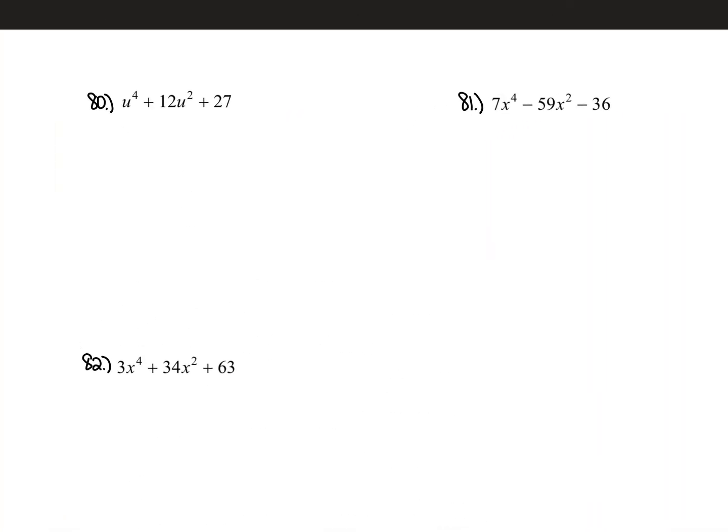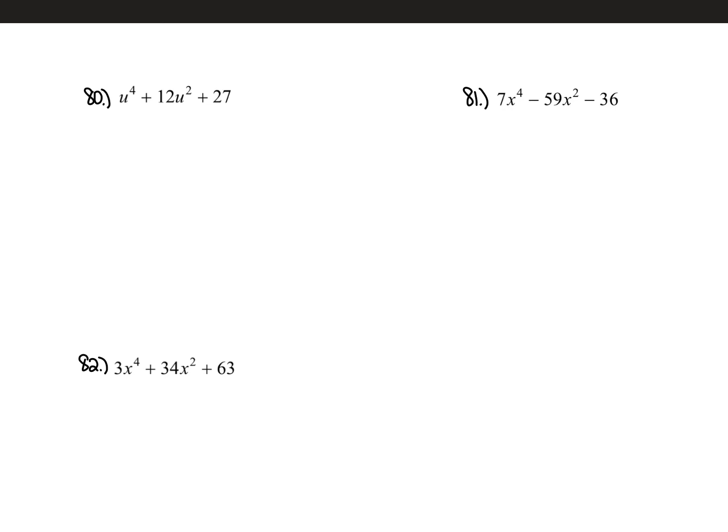For number 80, you have u to the 4th power plus 12u squared plus 27. Your factors of 27 that add up to be 12 are 3 and 9. Again, you have that u to the 4th power, so this is going to factor to be u squared plus 3 times u squared plus 9. Again, no difference of squares here, so this is your answer.